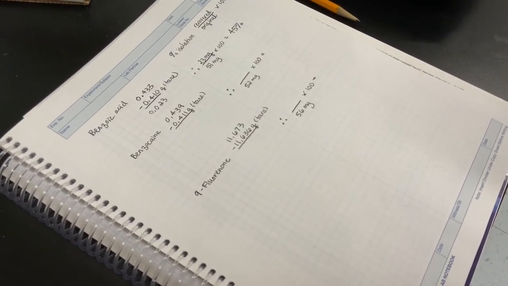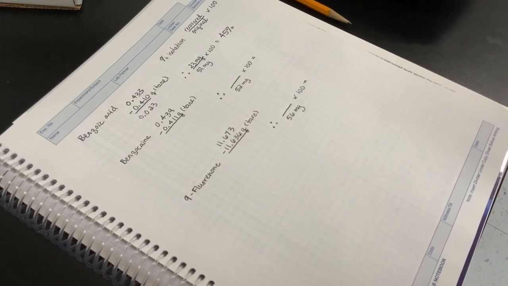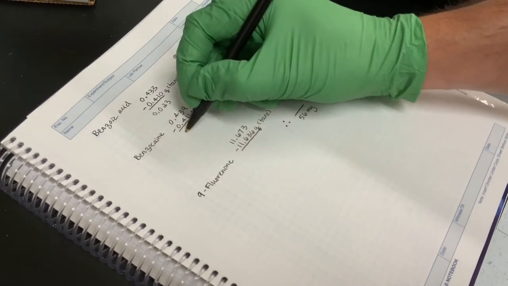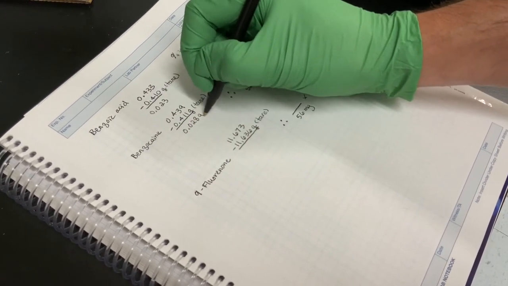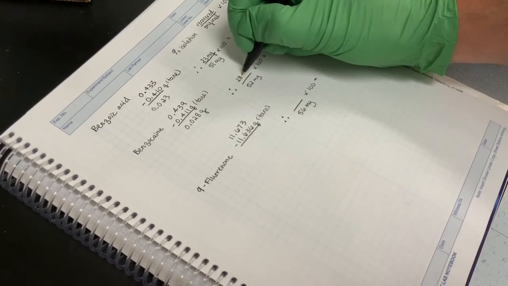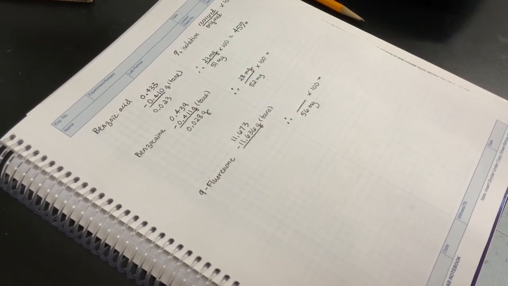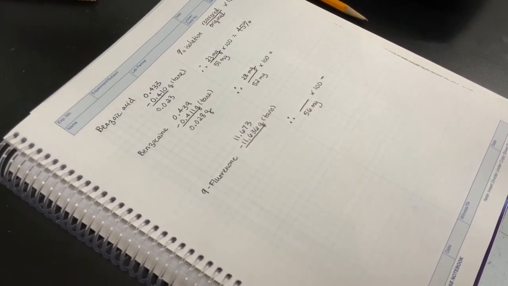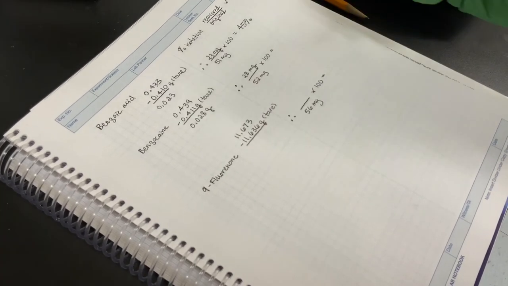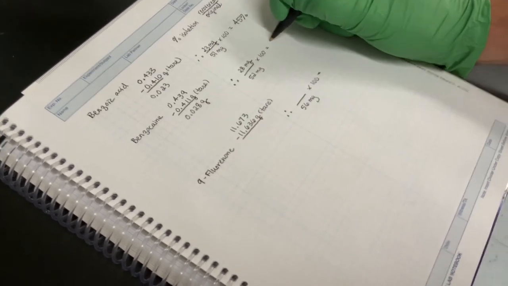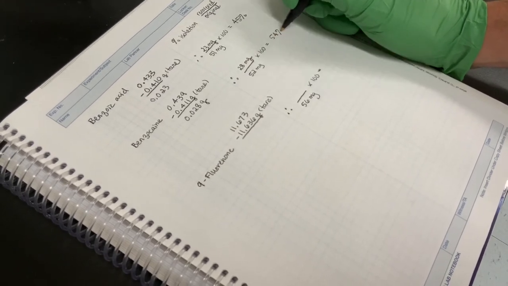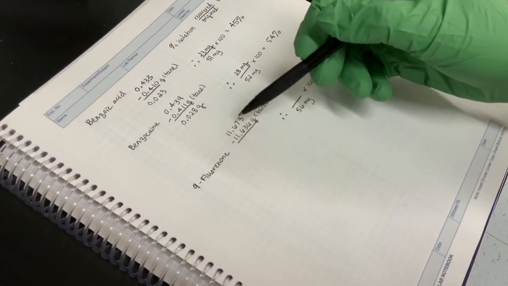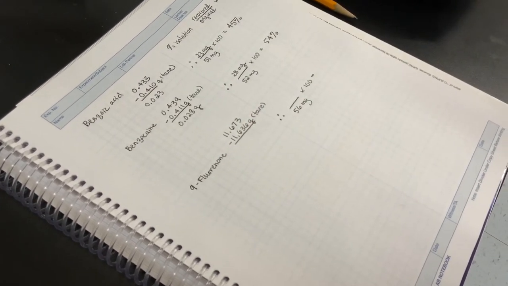Now let's do it for benzocaine. So 0.439 minus 0.411 equals 0.028 grams, which is 28 milligrams. We had that over 52 milligrams. Divide 28 by 52, multiply by 100, and we get 54% isolation.